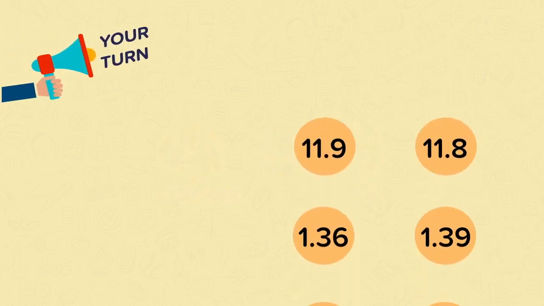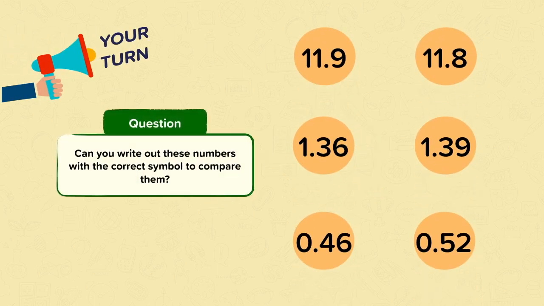Now it's your turn. Can you write out these numbers with the correct symbol to compare them? Pause the video and have a go. Well done! If you knew that 11.9 was greater than 11.8, 1.39 is greater than 1.36, and finally 0.52 is greater than 0.46. Well done if you got all of the symbols around the correct way.